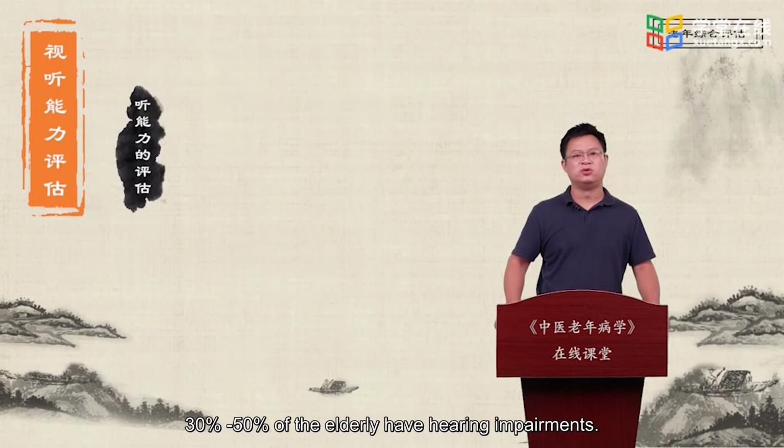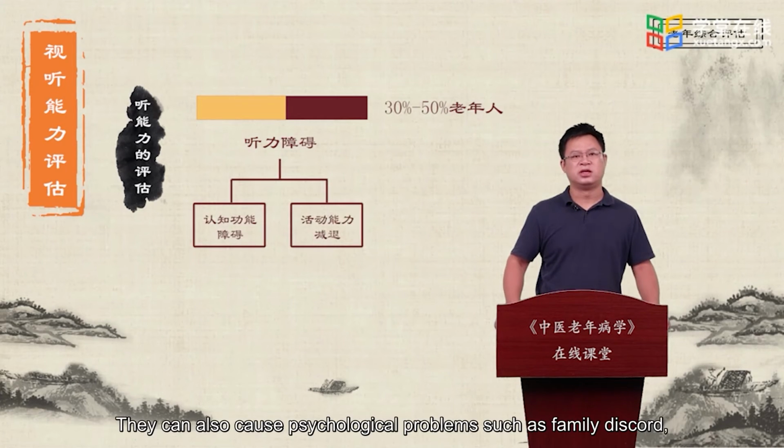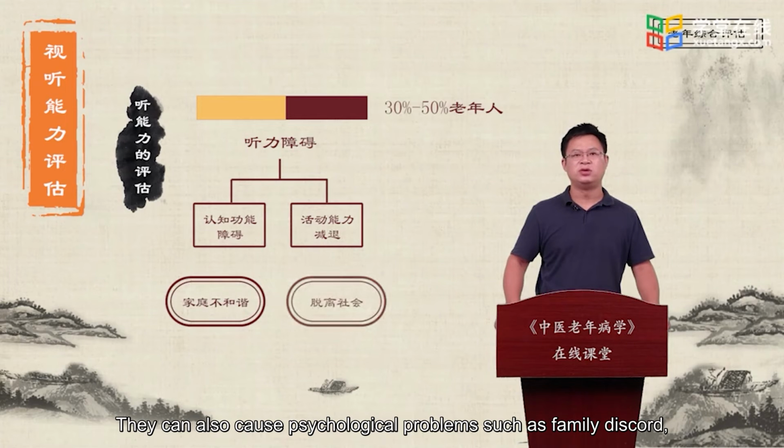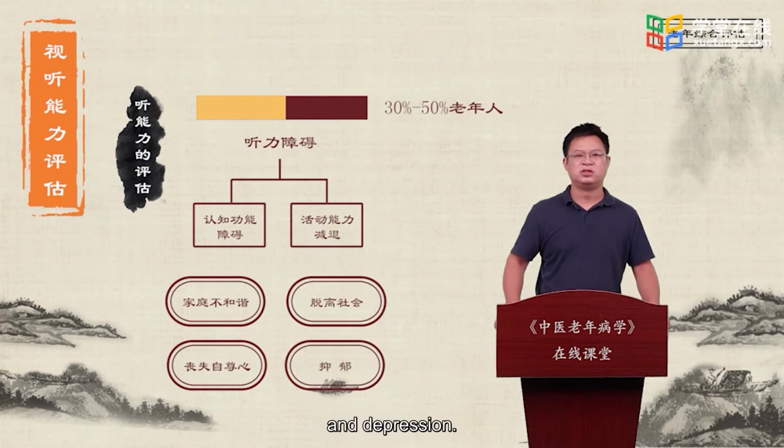30% to 50% of the elderly have hearing impairments. Hearing impairments are related to cognitive impairment and decreased mobility. They can also cause psychological problems such as family discord, separation from society, loss of self-esteem, and depression.